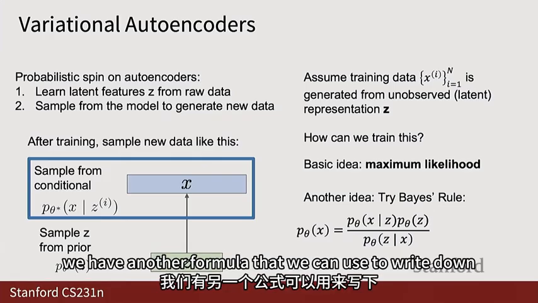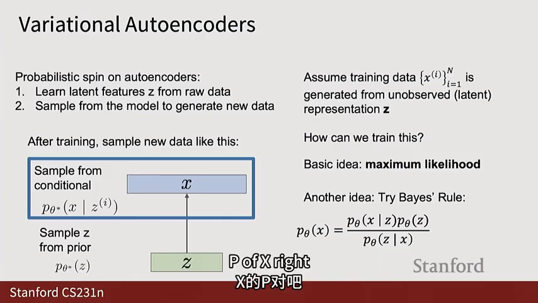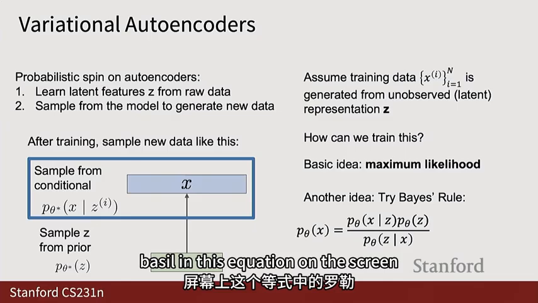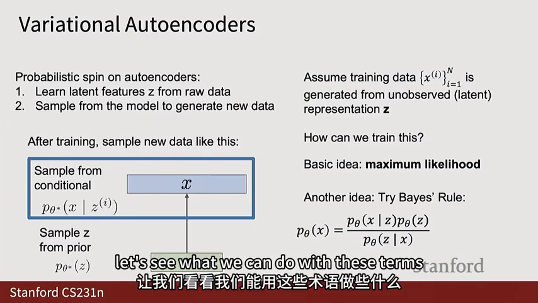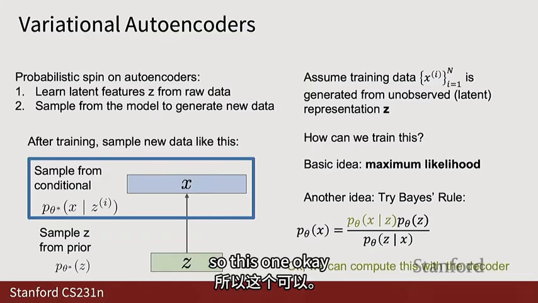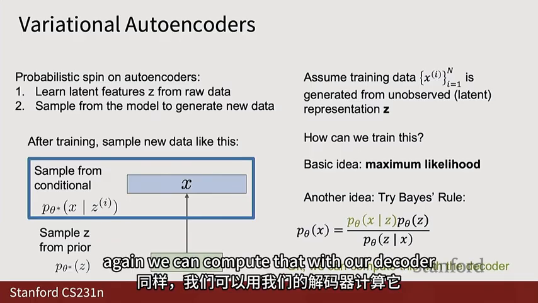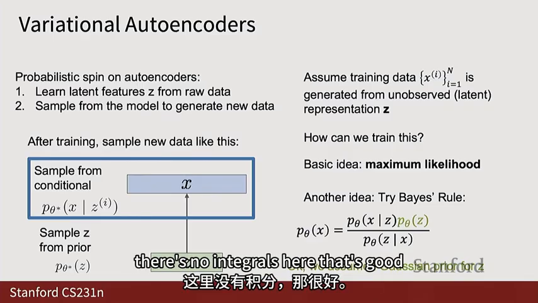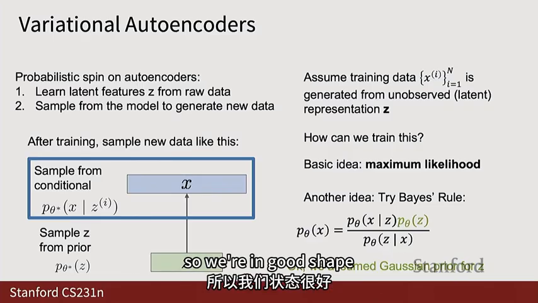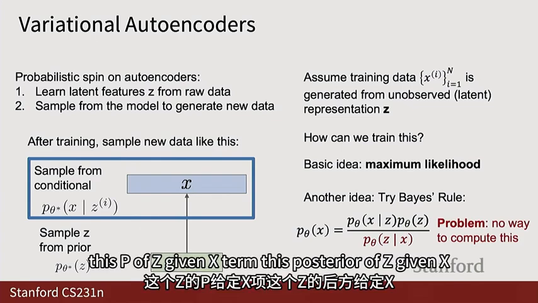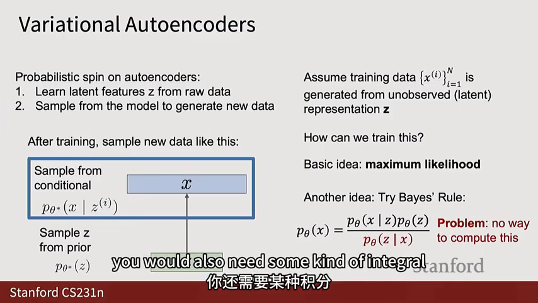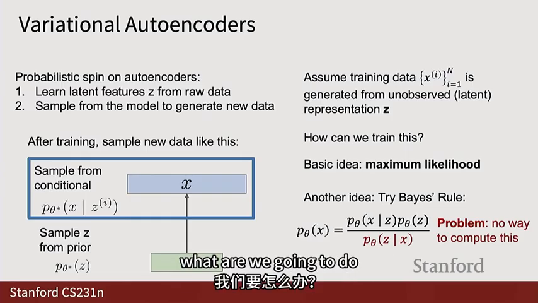If we have Bayes rule, we have another formula that we can use to write down p of x. So p of x we can write down using Bayes rule in this equation on the screen. Let's see what we can do with these terms. So this one, p of x given z, again, we can compute that with our decoder. P of z, again, we assume this is Gaussian, so we can compute something with it. There's no integrals here, that's good. So we're in good shape. But now we're out of luck. This p of z given x term, this posterior of z given x, we have no good way to compute this. In order to compute this term, you would also need some kind of integral. Out of luck. We can't compute it.